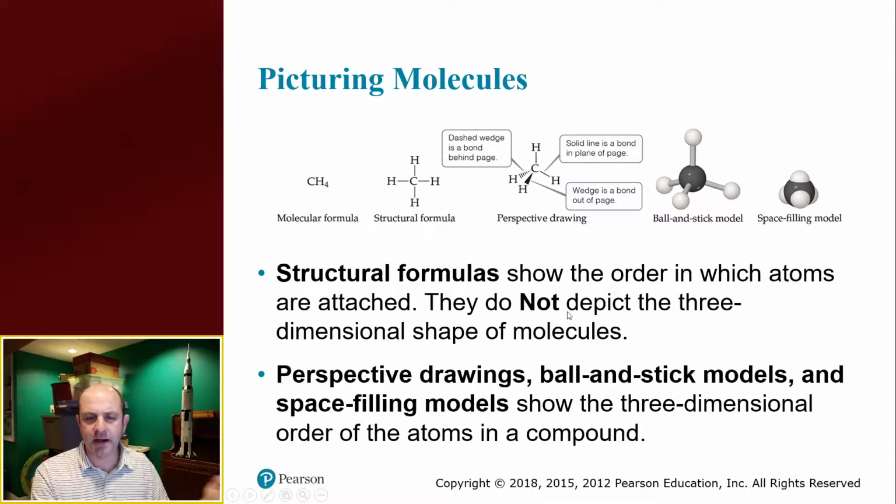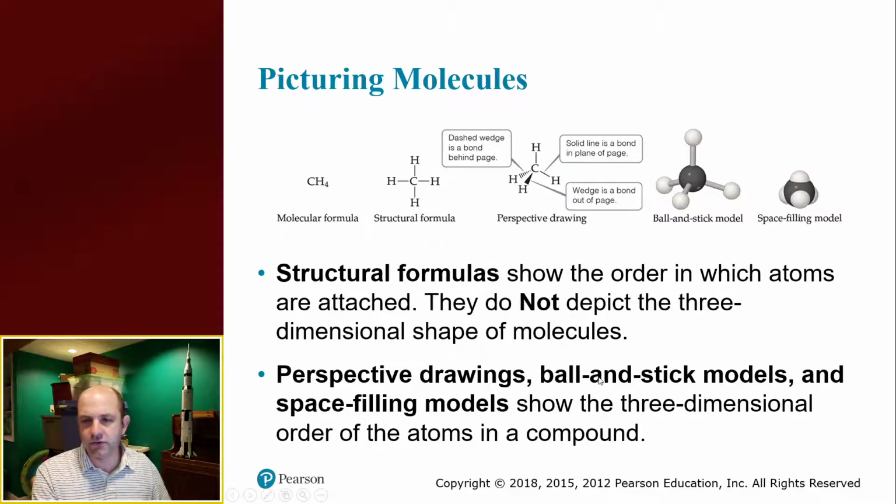All right, how do we draw these molecules? Instead of just writing them, how could we draw them? Well, we have molecular formulas that we just write, but a structural formula shows where the atoms are attached to each other, but it usually does not depict three-dimensional shape. So here's a normal structural formula of methane. We have a carbon in the center. Each hydrogen is connected with a single bond. So we have lots of information there.